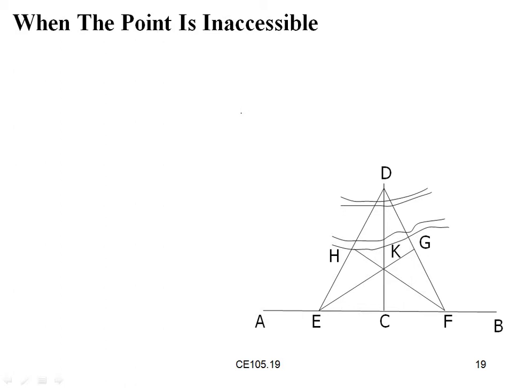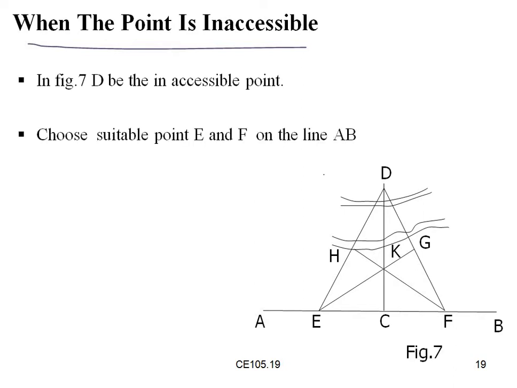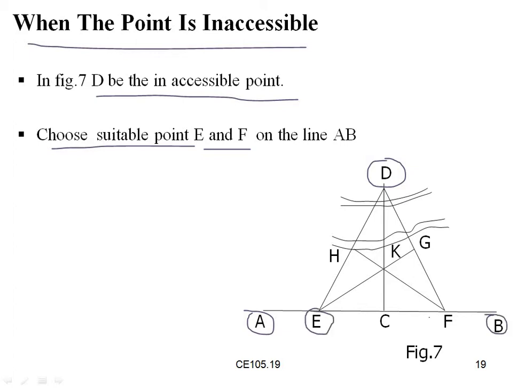Up to now we have seen the point is accessible. Now let us see when the point is inaccessible. This is figure 7. Here D is the inaccessible point, that means it is not visible. So choose suitable points E and F, selected on the line AB.